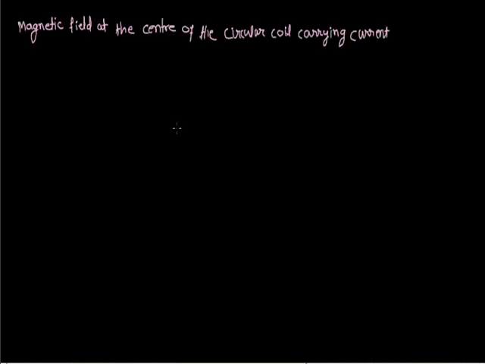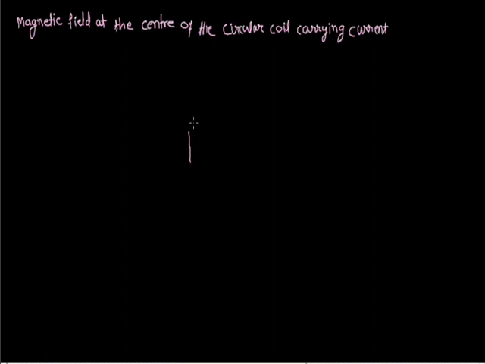Today we will discuss the magnetic field at the center of a circular coil carrying current. We will find the magnetic field at the center of the current-carrying circular coil. If we consider a coil with center C, the radius of the coil is R. We consider a small element dl, and the current flowing in the coil is I.